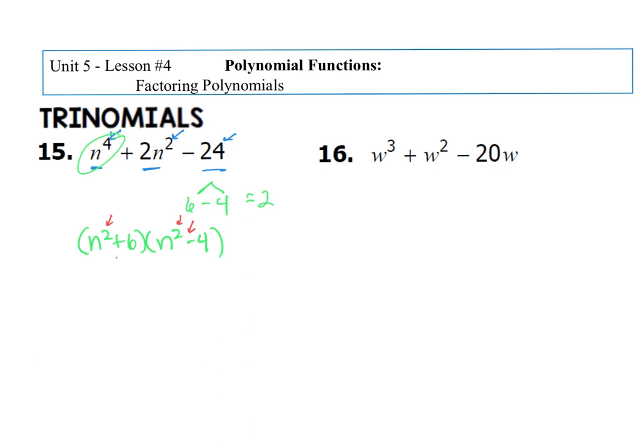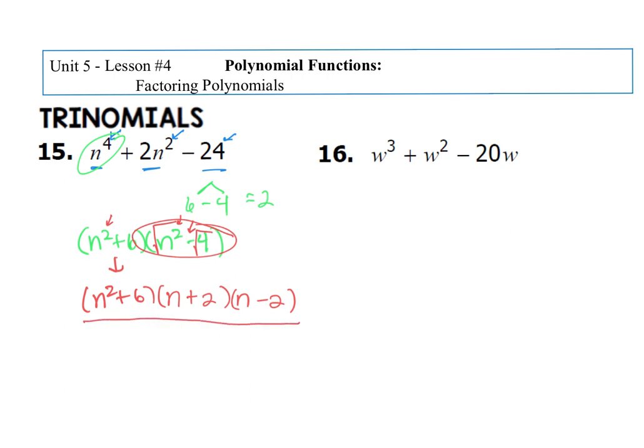So this n squared minus 4 can be factored again because it is a difference of squares situation. n squared and 4 are both perfect squares, and there's a minus sign in between. So I'm going to bring down my n squared plus 6 because it cannot be factored anymore. But for the n squared minus 4, I'm going to make two sets of parentheses. For difference of squares, one gets a plus, one gets a minus. The square root of n squared is n, so we put n first in each, and the square root of 4 is 2. So fully factored, we have (n squared plus 6)(n plus 2)(n minus 2).